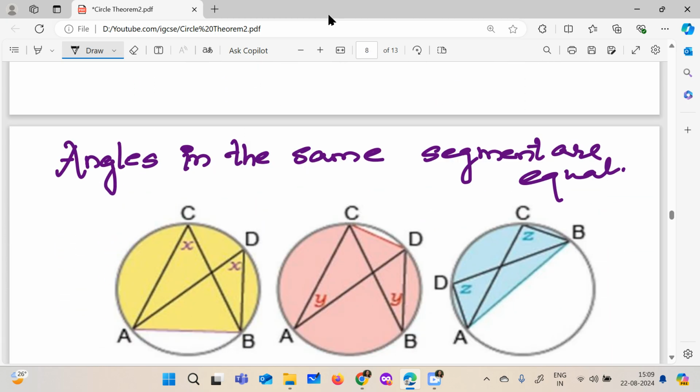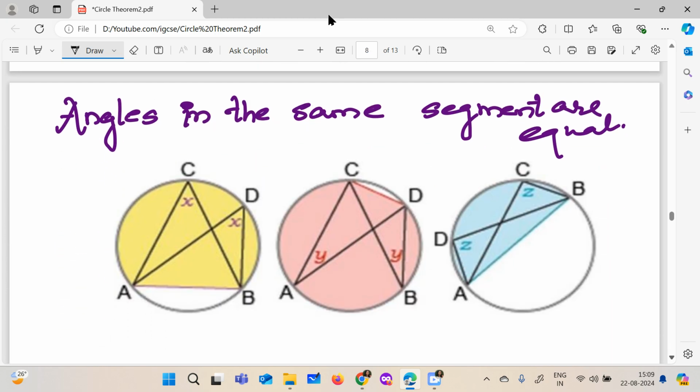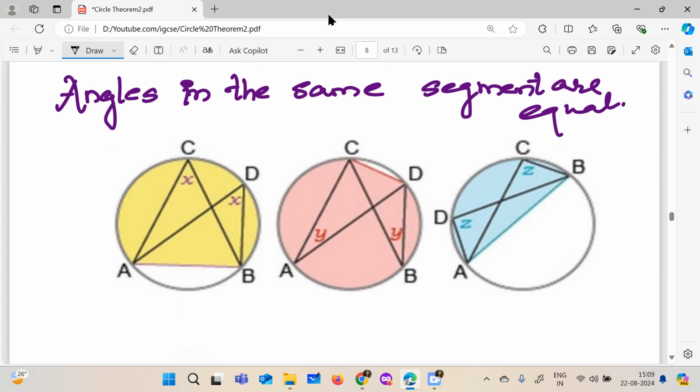Okay, so you have another theorem here. Angles in the same segment are equal. Do you know what a segment is? You can see very clearly that this unshaded part is one segment and the shaded part is another segment. Here you can see a very small minor segment and the large major segment. And here this unshaded part is the major segment and this is the minor.